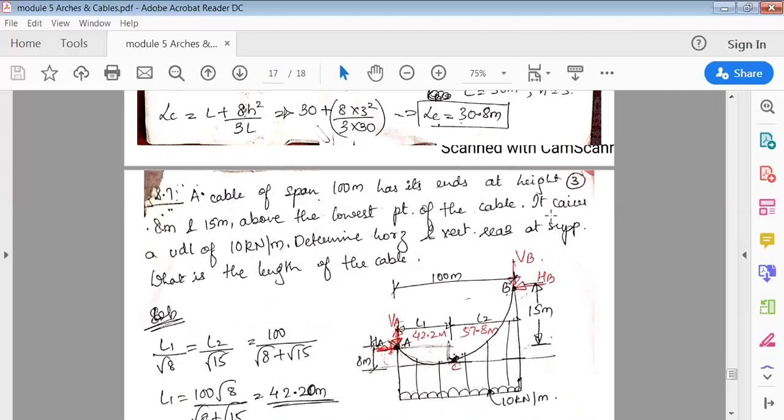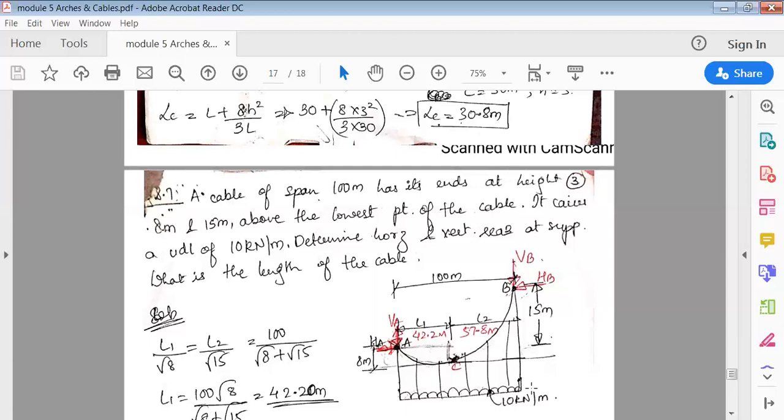Okay, and from the lowest point of the cable, it carries a UDL of 10 kilonewton per meter. I cannot draw the UDL above here, right? So I've shown it here, this portion like this. And determine the horizontal and vertical reaction at the support. What is the length of the cable?